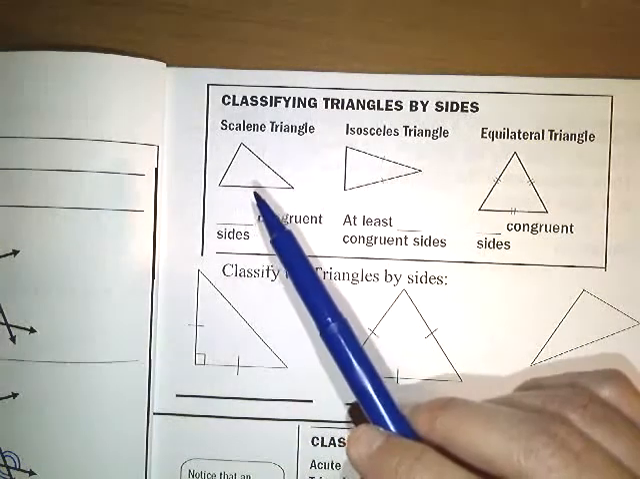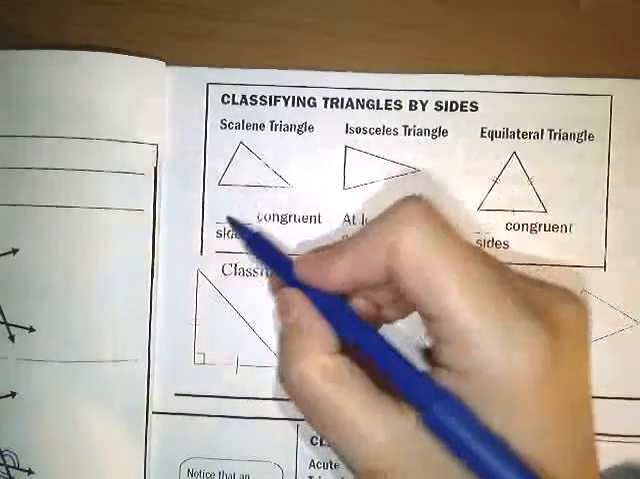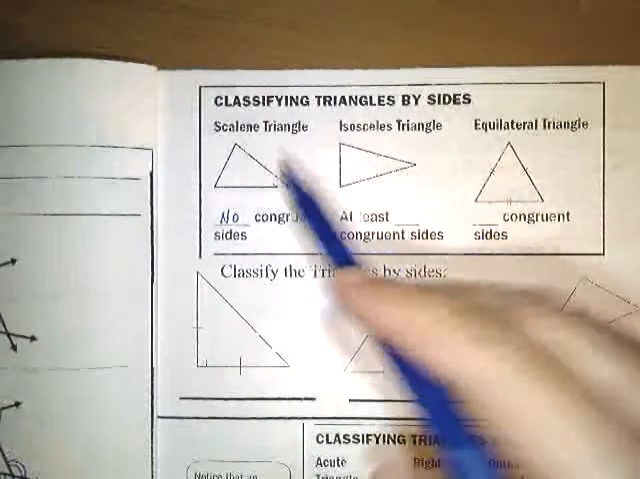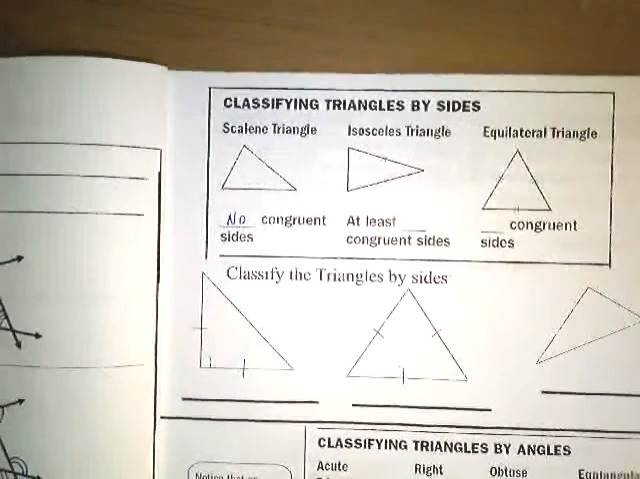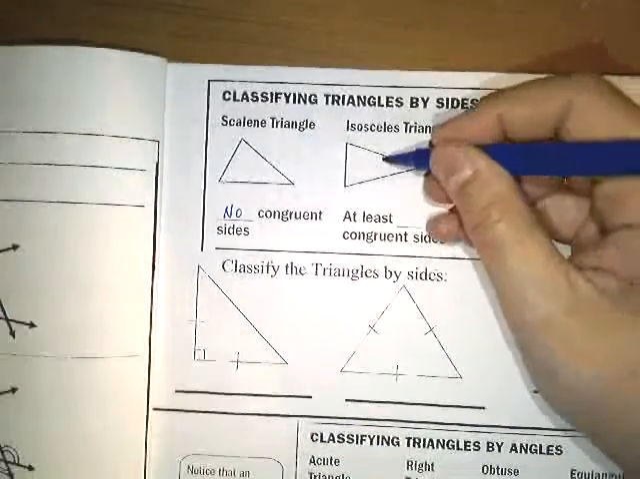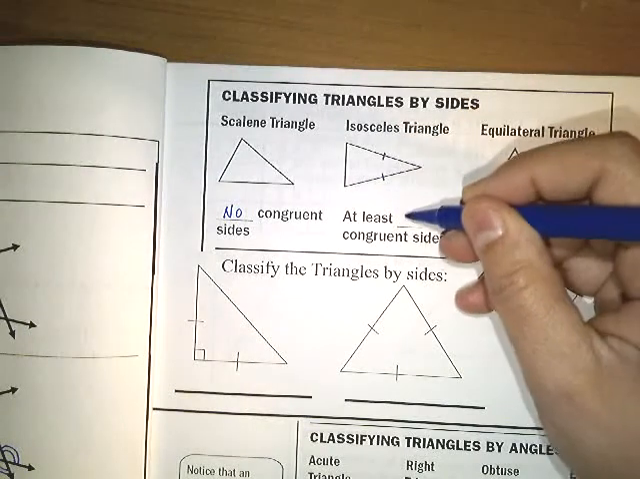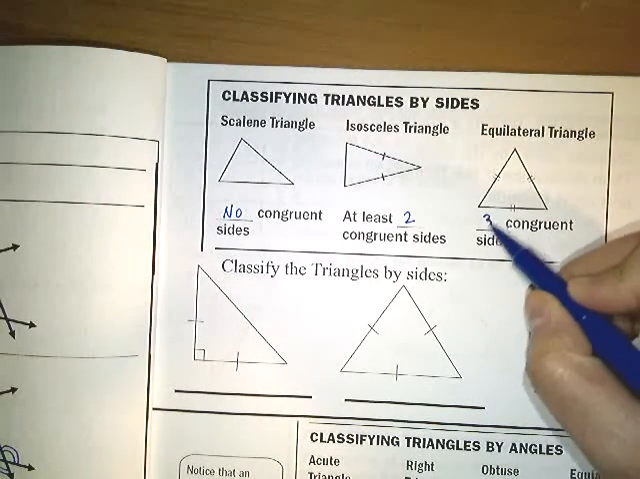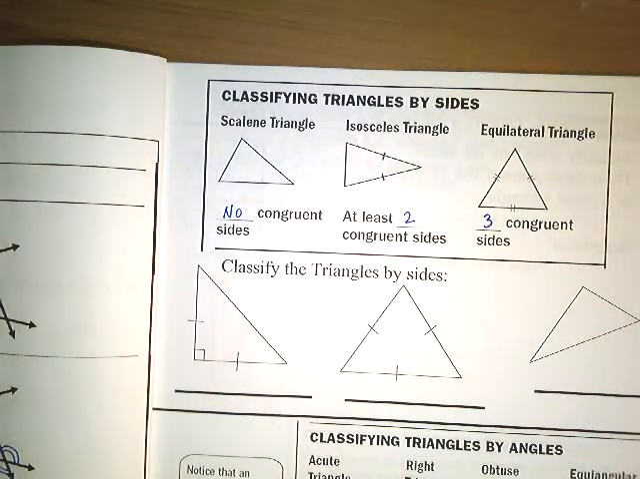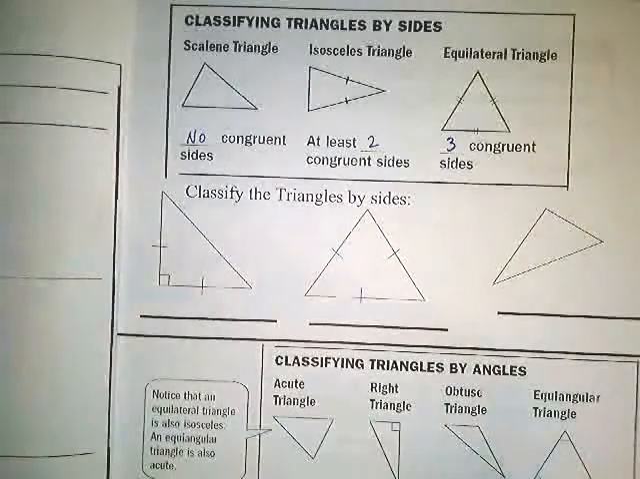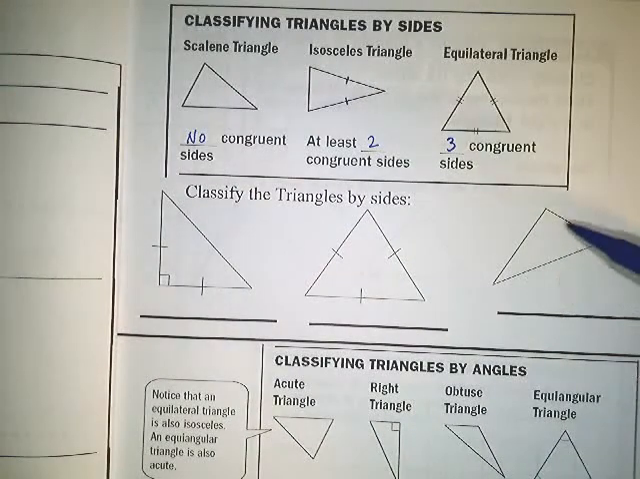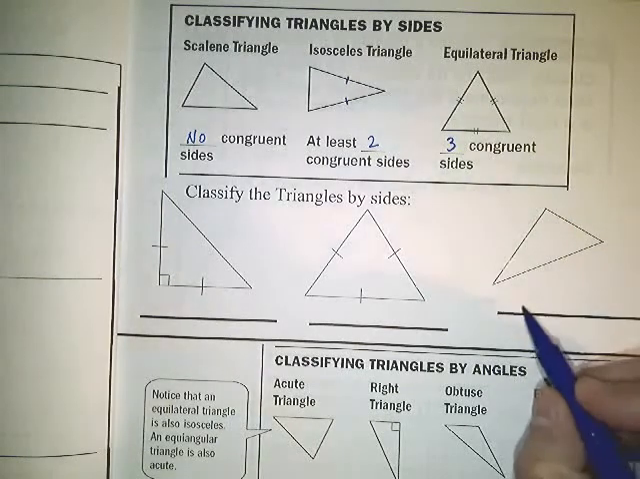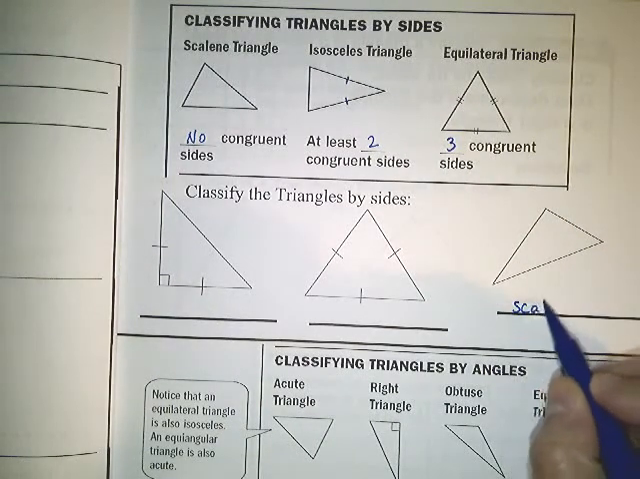Are all three of them different? Then it's called a scalene triangle. Are there two side lengths that match each other, but the third one does not? That's called isosceles. And then the third one is when all three sides match. That's called equilateral. As you can see in our examples, this one has no sides that match. Nothing's been marked congruent, so that means all three sides are different. So that would be scalene.